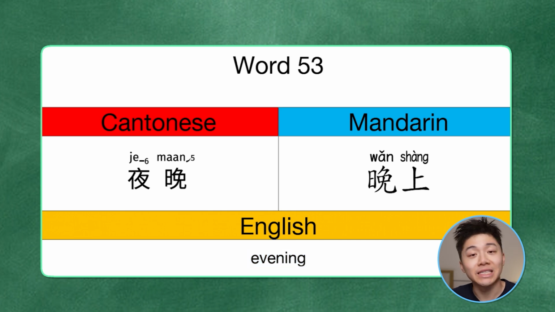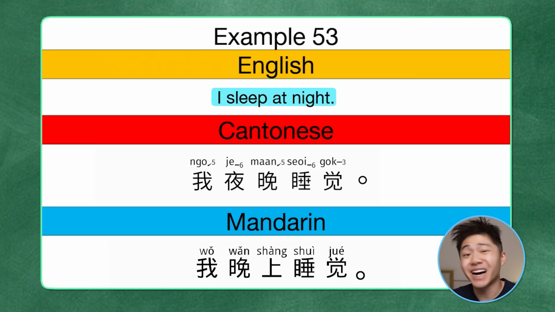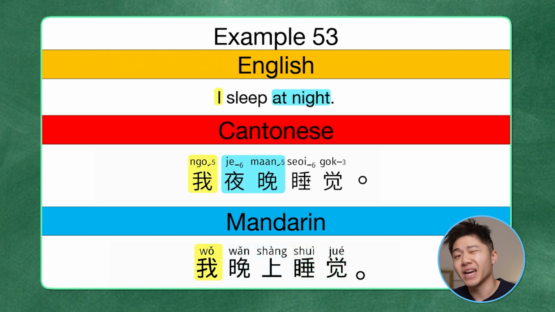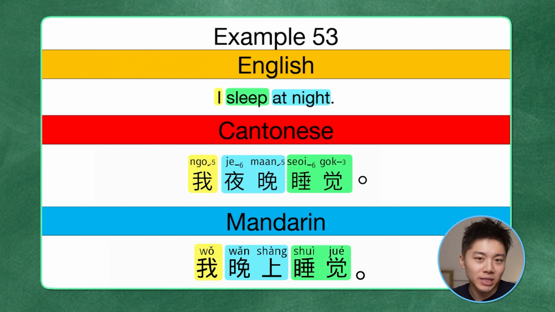Next, evening. In Cantonese we normally say 夜晚, in Mandarin we say 晚上. 夜晚 is what's most common, but remember, 晚上 is totally fine in Cantonese as well. So for example, I sleep at night. In Cantonese, 我夜晚瞓覺. In Mandarin, 我晚上睡覺. 我 is I, 夜晚 means night, 晚上 in Mandarin. And then 瞓覺 means to sleep in Cantonese. In Mandarin, we normally say 睡覺. Different choice of words.